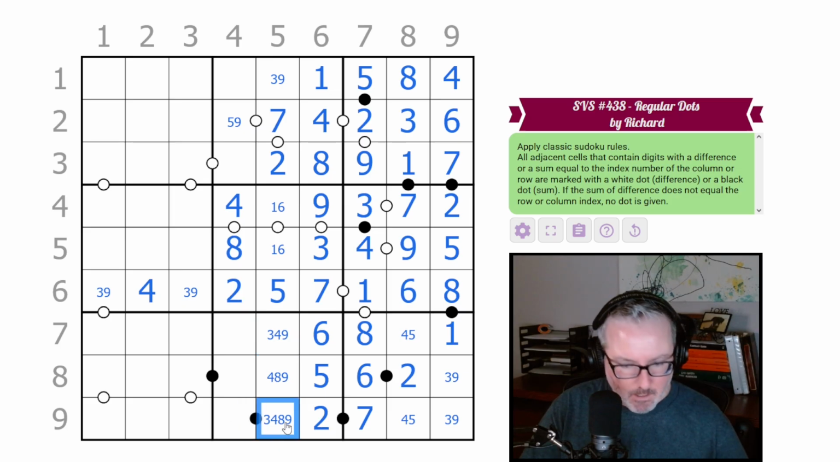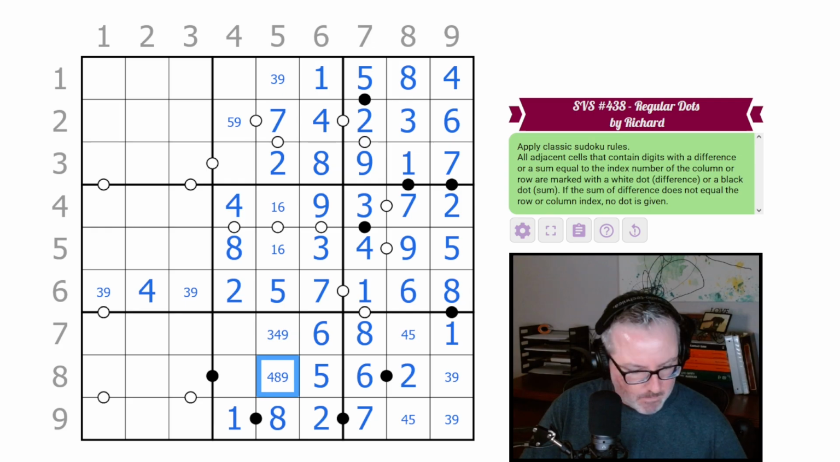Well, this can't be a 9 because we can't use a 9 to add to something. So what does this become? If it's an 8, it's a 1. If it's a 4, it's a 5. That doesn't work. And if it's a 3, it's a 6. That doesn't work. This is 8 and 1.